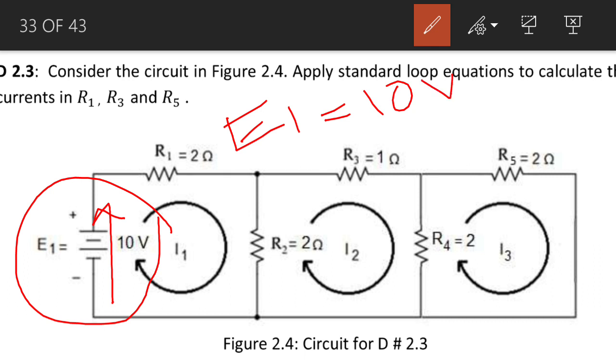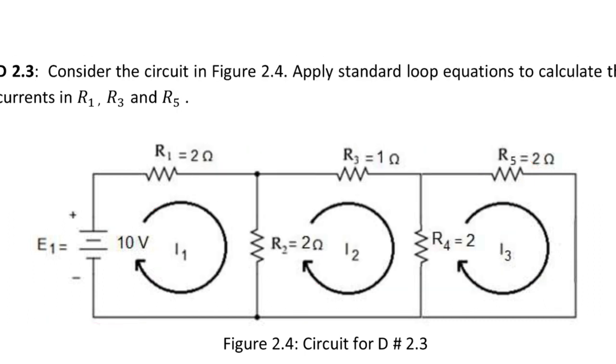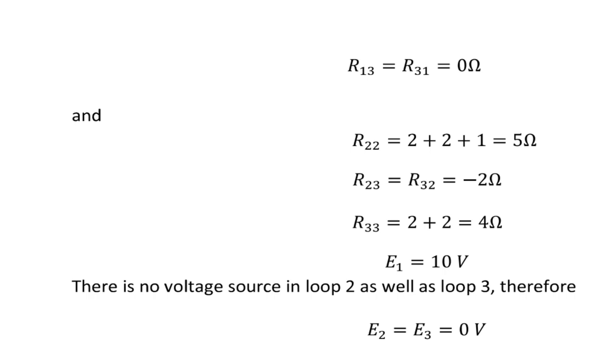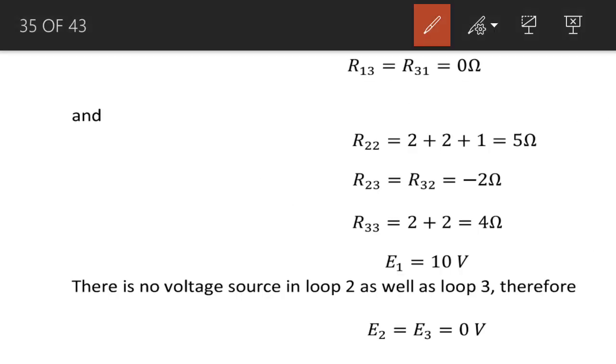There is no source in loop number 2. E2 will be 0. There is no source in loop number 3. E3 will be 0. So E1 is 10 volt. There is no voltage source in loop number 2 as well as loop number 3. Therefore, E2 and E3 will be equal to 0.